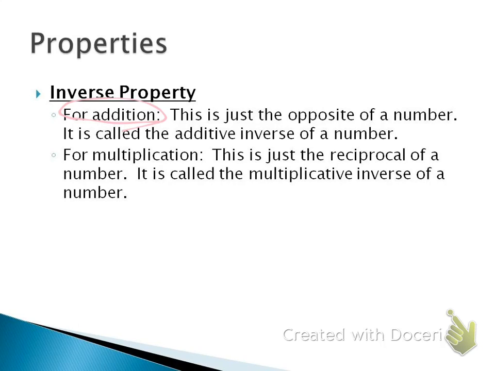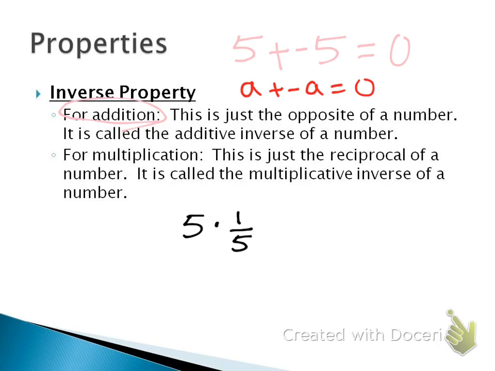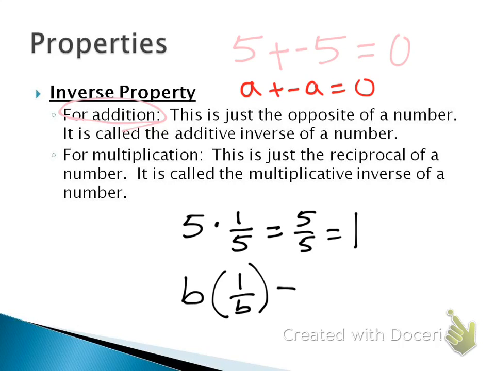So for addition, an inverse problem would look something like 5 plus a negative 5 gives you 0. So you're adding two inverses. It always gives you 0, so you could even change it to something like a plus a negative a would automatically give you a 0 no matter what a is. For multiplication, it looks a little different. If you had something like 5, you would multiply it by the reciprocal, which is 1 over 5. That would give you 5 over 5, which would give you a 1. Same thing with a variable. If we had a b and I multiplied it by a 1 over b, you'd end up with b over b, or 1.